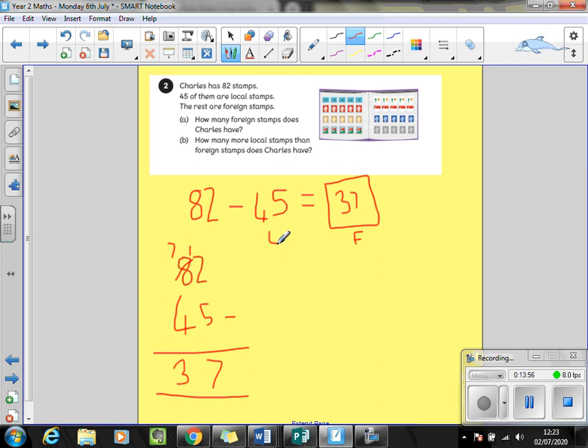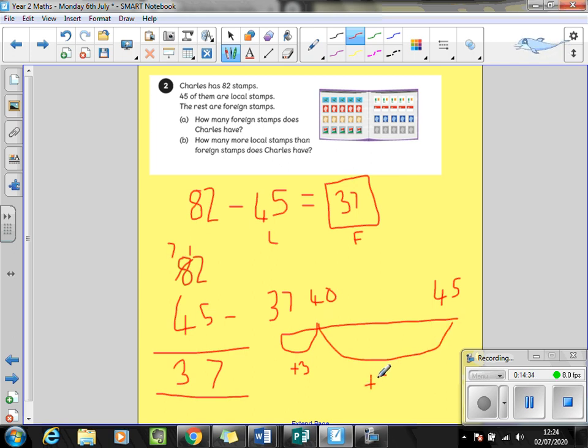So looking at question B then, we now want to know how many more local stamps than foreign stamps does Charles have? So we know there are 45 local stamps and we know there are 37 foreign stamps. Now those two numbers are actually quite close to each other. So we can simply do that by finding the difference. And I'm going to model that on a number line. Because I know if I've got 37, if I use my number bonds and add 3, that automatically takes me to 40. And then the difference between 40 and 45 is a nice big easy jump of 5.